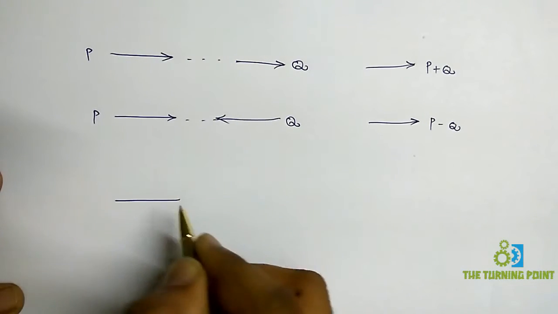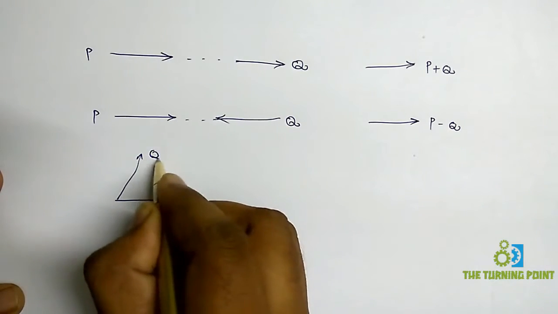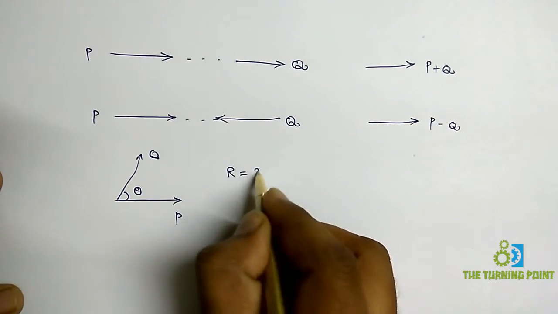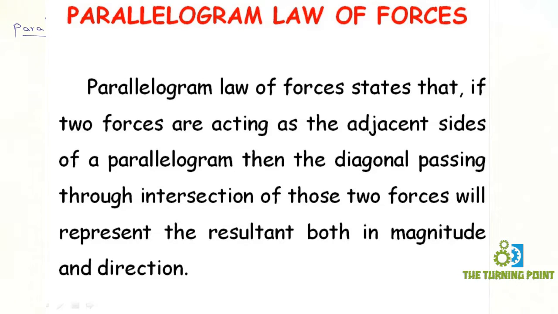What happens in the case where one force P is like this, another force Q is like this, and both are at an inclination of theta with each other? In such a case, how do we find the resultant? Which method do you need to use for that? You can use the Parallelogram Law of Forces. First, let us see the statement. Parallelogram Law of Forces states that if two forces are acting as the adjacent sides of a parallelogram, then the diagonal passing through the intersection of those two forces will represent the resultant both in magnitude and direction.